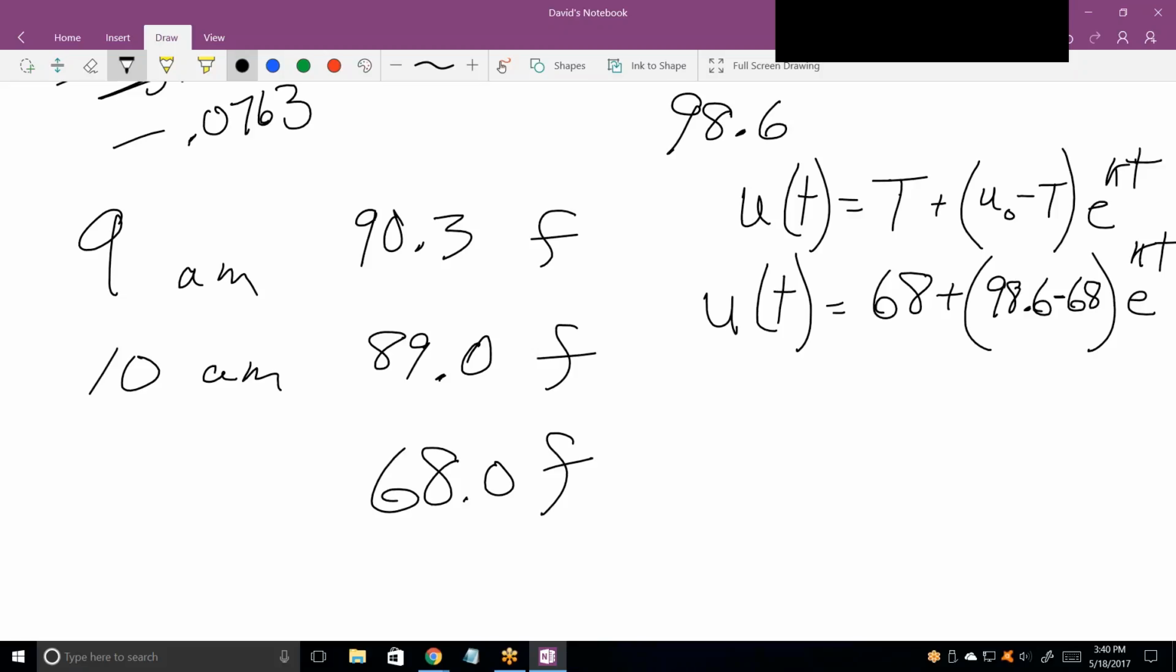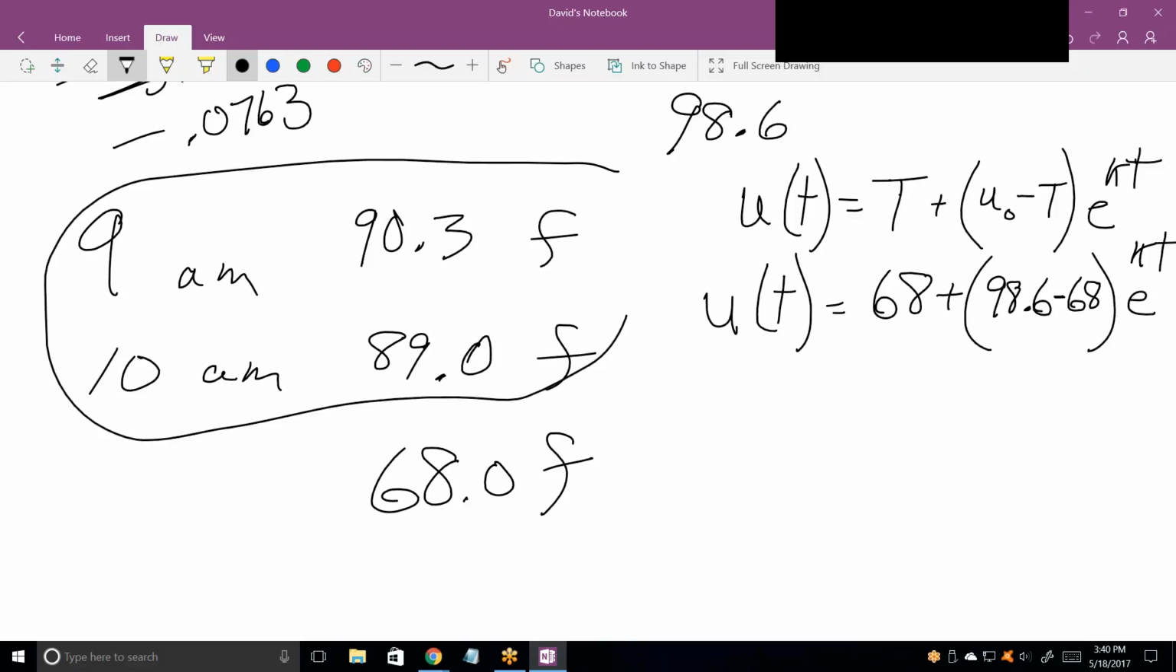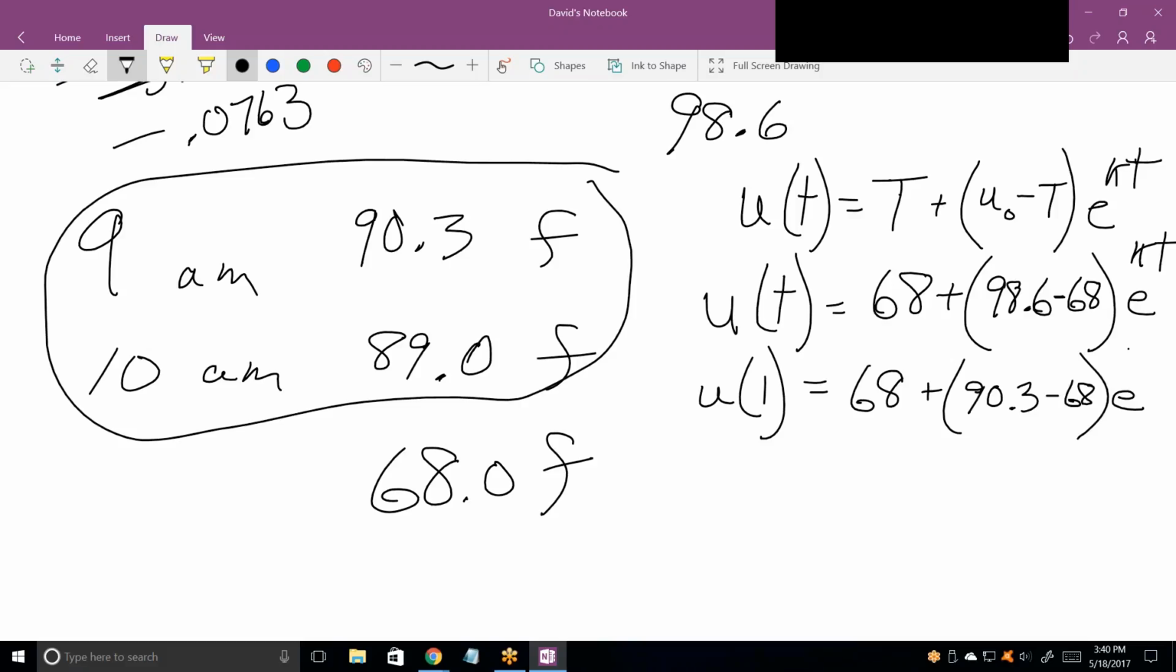That's an interesting problem. Okay, let's go back a second. We went from 90.3 to 89 in some amount of time. That's what we know. It's 1 hour later, and that's going to be our t. So here's what we have: u of 1 is equal to the surrounding plus the original, which is 90.3, minus the surrounding, all to the e to the k1.